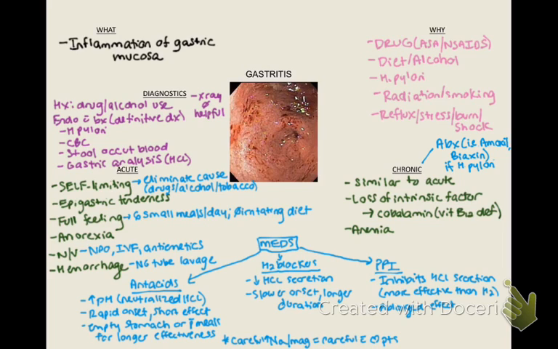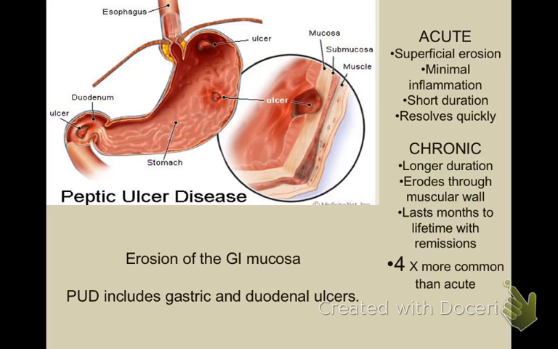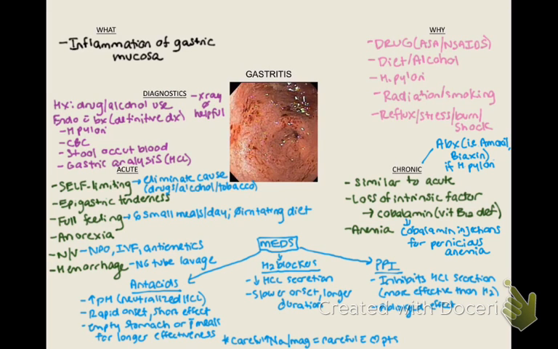Antibiotics if it's H. pylori, which are Amoxil and Biaxin, and then your vitamin B12 injections for anemia. So again, this is gastritis. This is inflammation. You can have acute and chronic. The big thing with the chronic is that you're going to have the loss of your intrinsic factor.